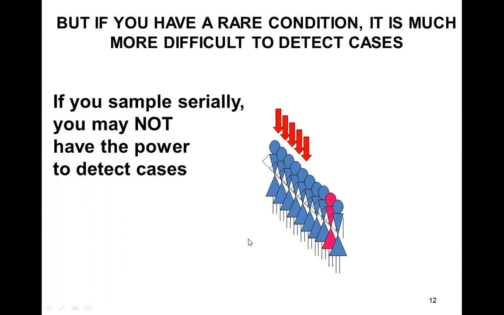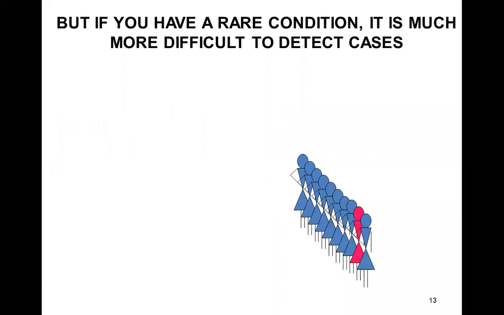So here I've sampled the first 5, the first 500, whatever. But because it's a rare condition, I may not be able to pick it up. So if you're looking at a rare condition, just remember this, that serial sampling is not helpful, okay? It's possible, like if I did the last 5, I would pick up the one case, but the likelihood is that when you're sampling serially, you may not have the power to detect cases.